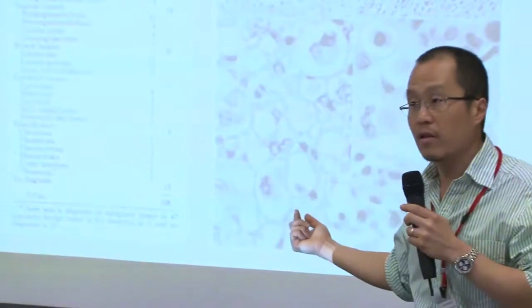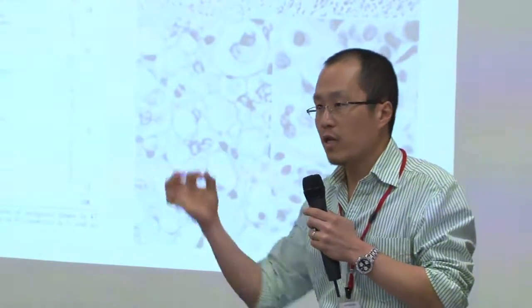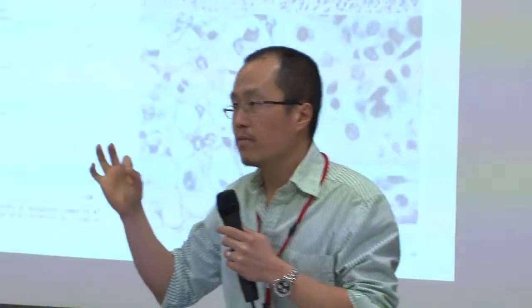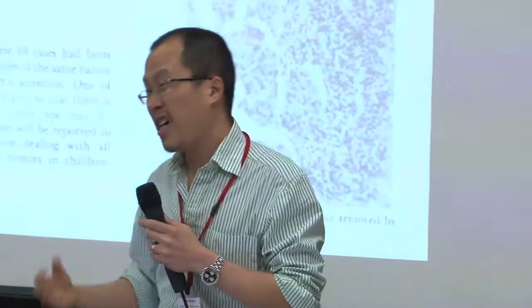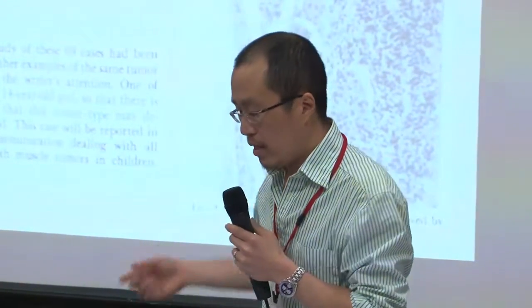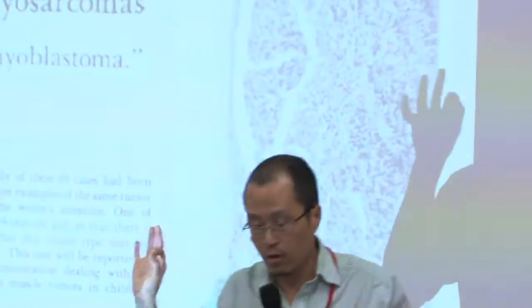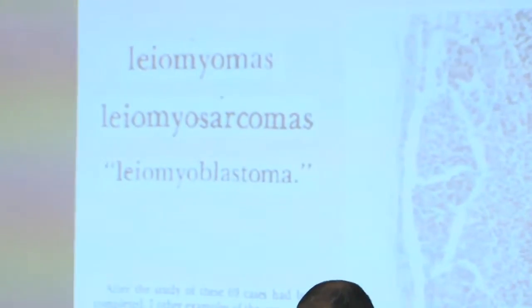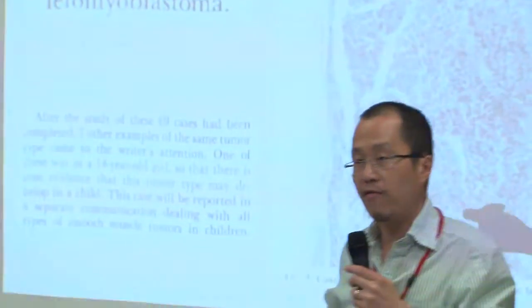And on the left-hand side, there's a picture taken from the paper. And he was particularly interested in these tumors which had round, so-called epithelioid cells. And so the words that these pathologists started using at that time in the 60s were leiomyoma, which is a benign tumor of smooth muscle, leiomyosarcoma, which is a malignant smooth muscle neoplasm, and Stout coined this term leiomyoblastoma to describe the round-looking celled neoplasms.